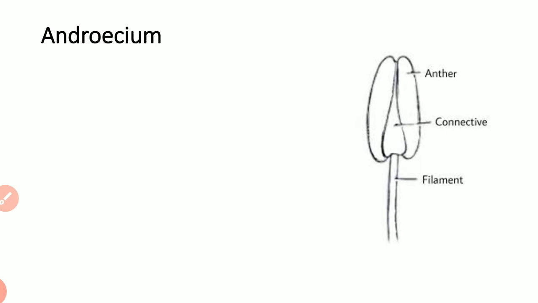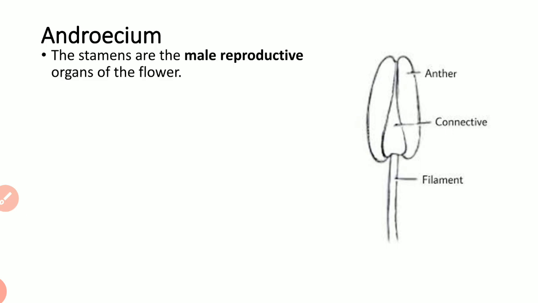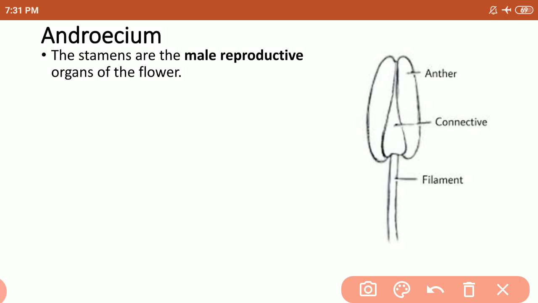Now we proceed toward the male reproductive part of the flower. It is called the androecium, okay, or the stamen. Within this figure, you observe technical terms like the anther, then the connective, then the filament. So the stamens are the male reproductive organs of the flowers.